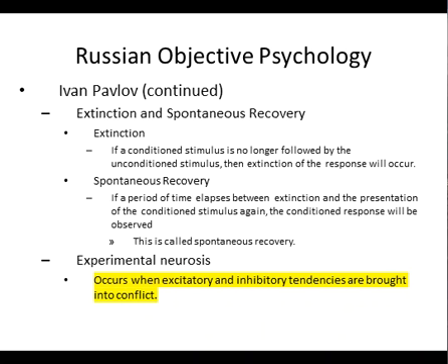Let's say now what we're going to do is try to break that association of the bell to the food, which causes salivation. In order to do that, what we would do is ring the bell. Just keep ringing the bell and do not reintroduce the food. So we leave the unconditioned stimulus out of it. It's not being followed anymore. So the conditioned stimulus is by itself and no unconditioned stimulus follows it.